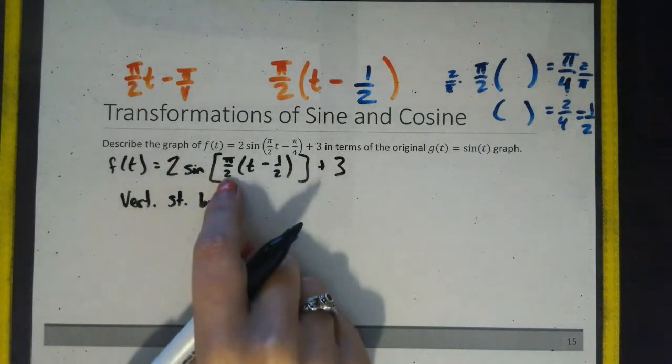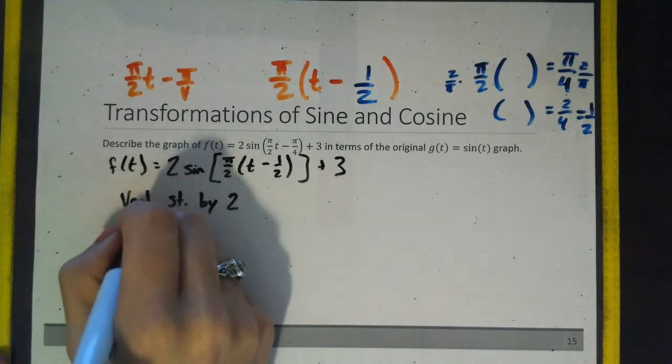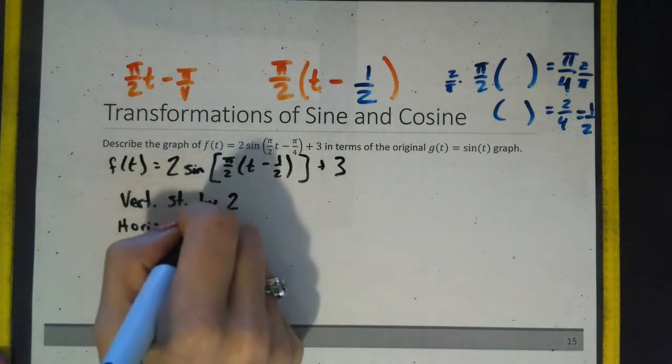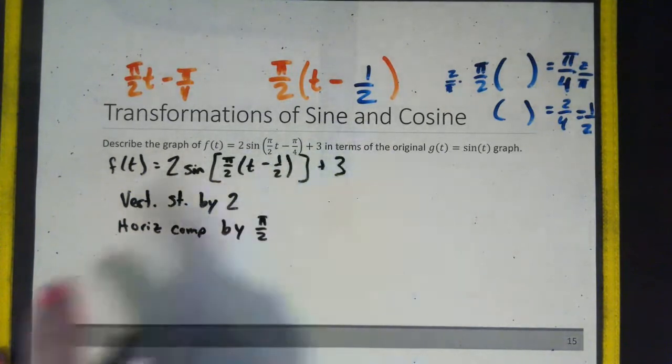This value is our horizontal stretch or compression. Pi over 2 is over 1. That sounds really weird. It's bigger than 1. So this is a horizontal compression by a factor of pi over 2.